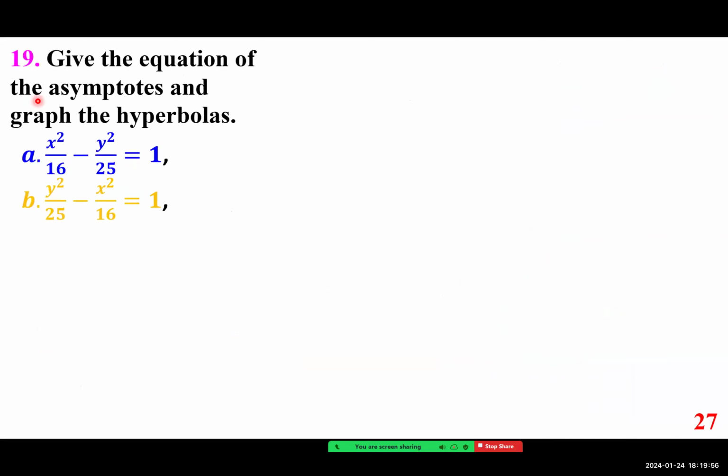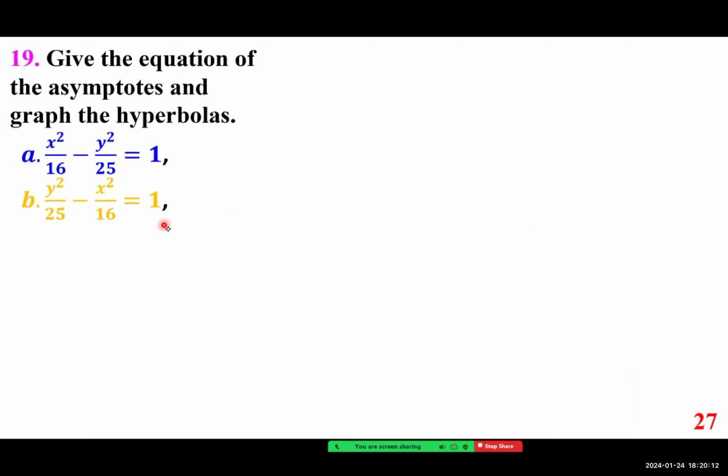Given the equation of the hyperbolas, give the equation of the asymptotes and graph the hyperbolas. One of them is x squared over 16 minus y squared over 25 equals 1. The other one is y squared over 25 minus x squared over 16 equals 1.